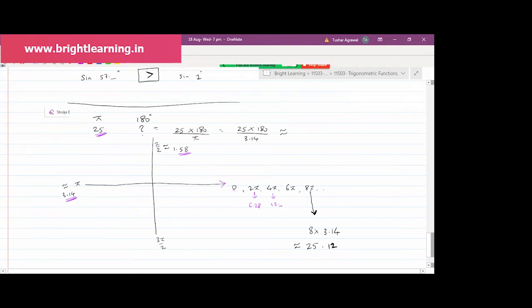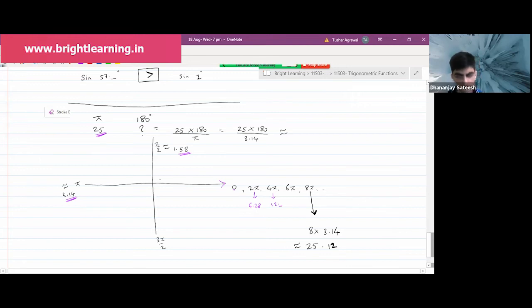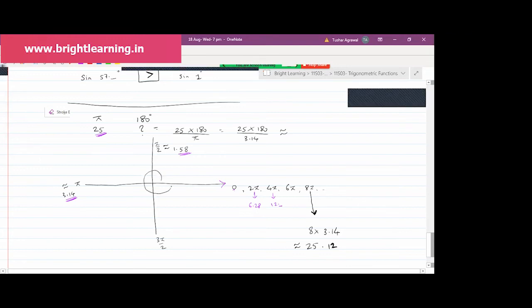Can you see? 8 pi will be something, 25 point something. Yes or no? Yes, sir. So if you are rotating completely, you have rotated how much? One rotation complete means you have rotated 6.28 radians. Another rotation, if you complete 6.28, 12 point something radians. So if you complete 8 pi, that is 25 point something, 25.12 radians it will be.